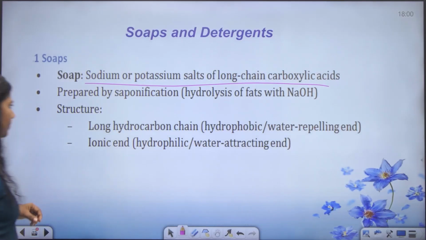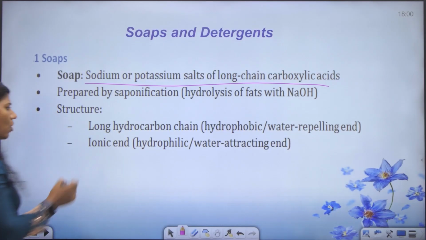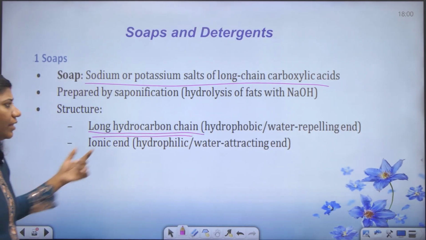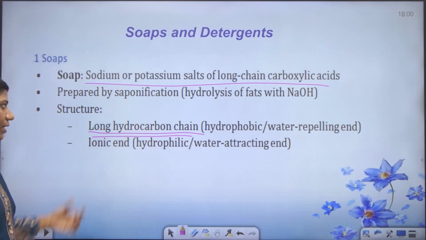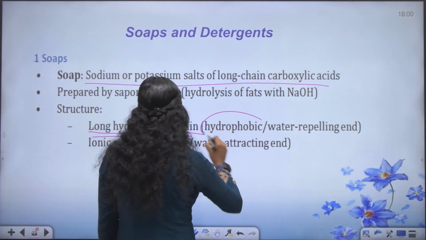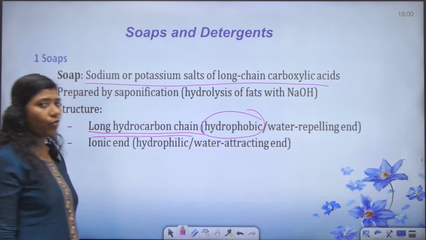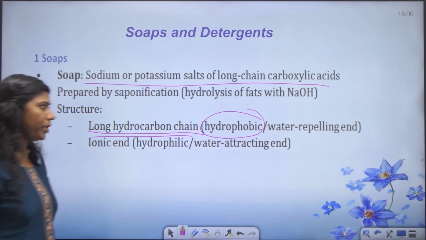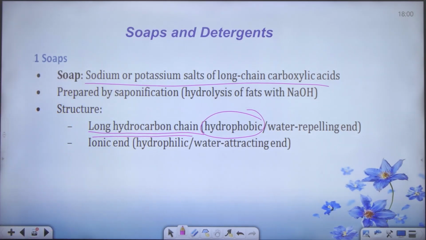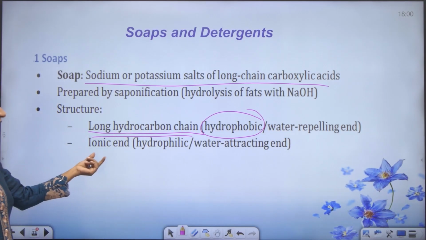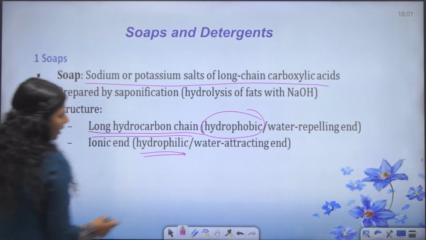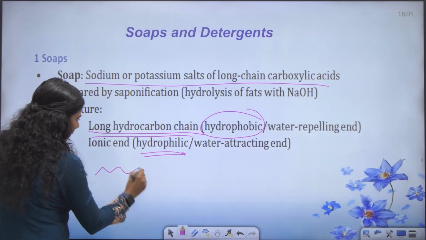Structure of soap. Soap contains a long hydrocarbon chain. The long hydrocarbon chain part is hydrophobic, which means water repelling. And there is one ionic end. The ionic end is hydrophilic, which is the water attracting end. Like this.